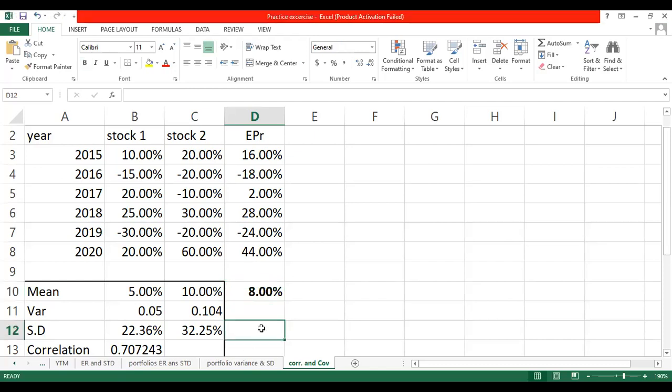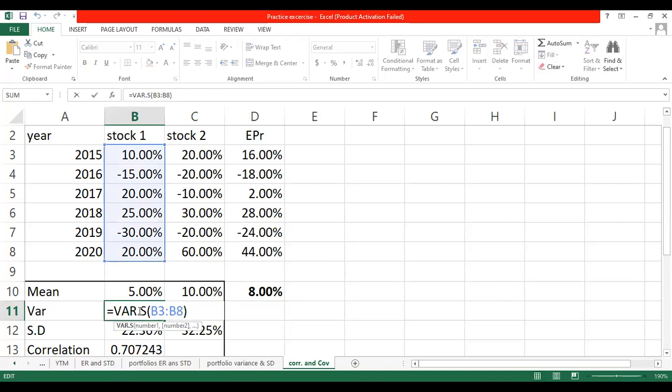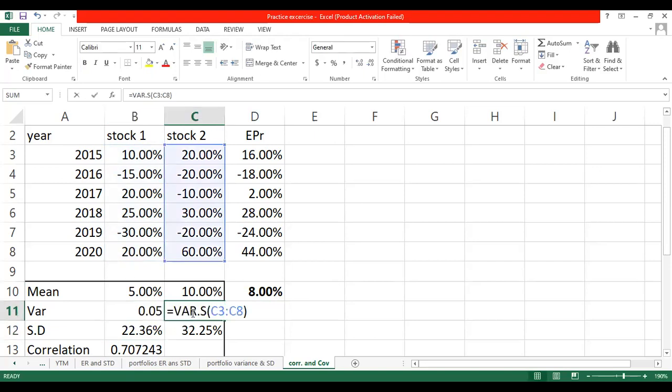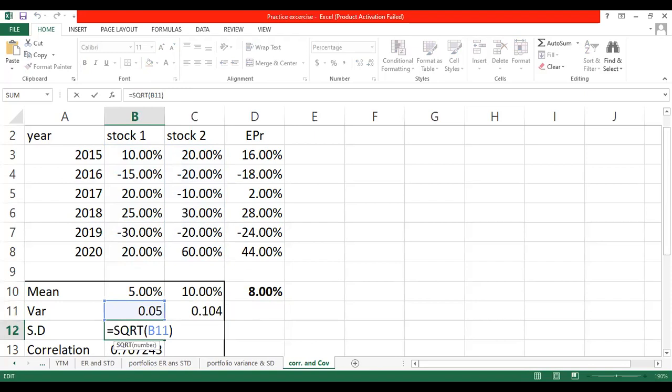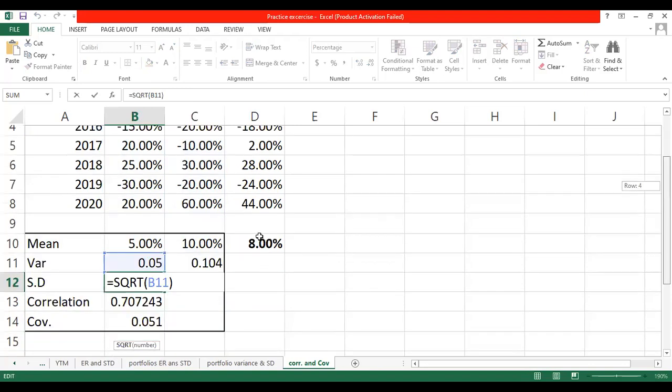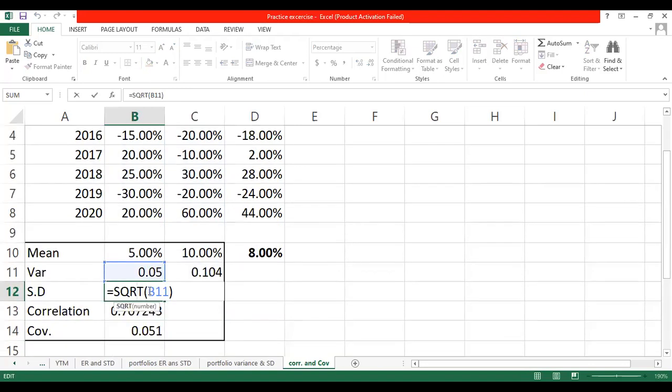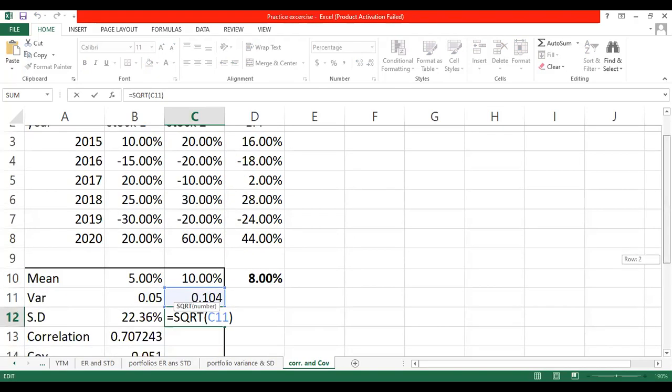Now if you wanted to calculate the variance, it's very simple. Just apply a variance. You will calculate the variance of stock 1, variance of stock 2, standard deviation. Standard deviation is a square root of a variance. That is very simple. We have already calculated it. And standard deviation is a square root of stock 2.